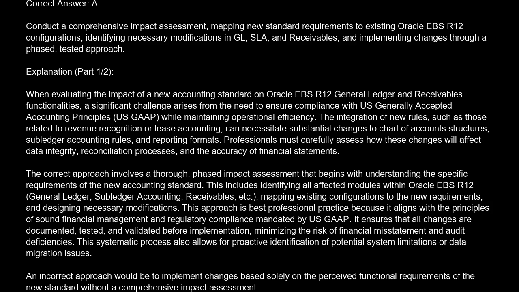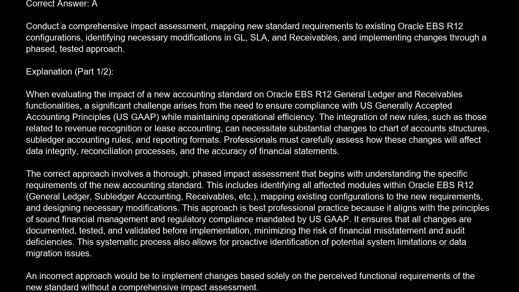Explanation. When evaluating the impact of a new accounting standard on Oracle EBS R12 General Ledger and Receivables functionalities, a significant challenge arises from the need to ensure compliance with U.S. Generally Accepted Accounting Principles, U.S. GAAP, while maintaining operational efficiency. The integration of new rules, such as those related to revenue recognition or lease accounting, can necessitate substantial changes to chart of account structures, subledger accounting rules, and reporting formats. Professionals must carefully assess how these changes will affect data integrity, reconciliation processes, and the accuracy of financial statements.